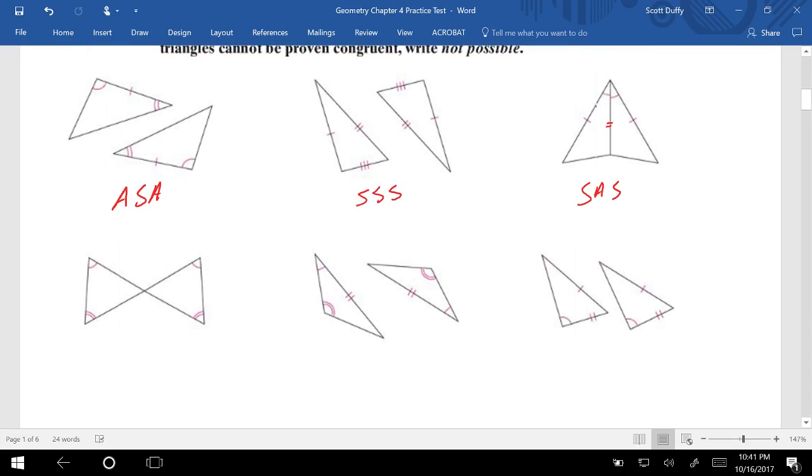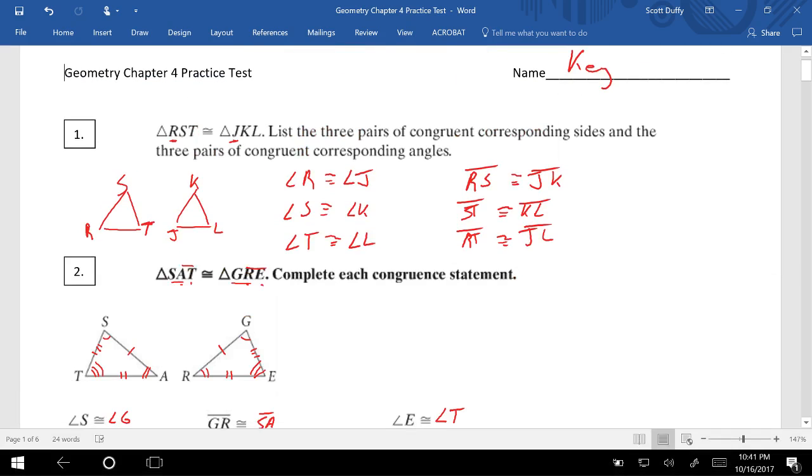Down here we have angles, angles, and then I see that they're made by cross lines, so we would say that these could be congruent, but that's not enough. AAA, that's not one of our congruence theorems, so we're going to say not possible.